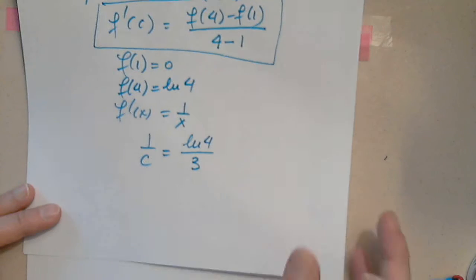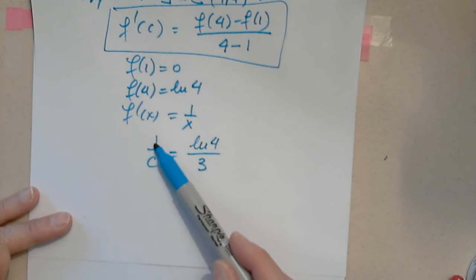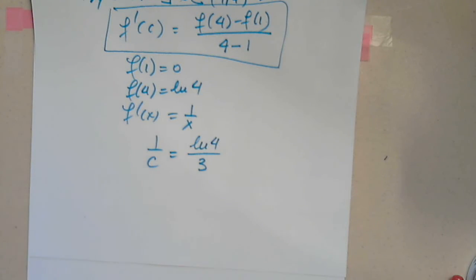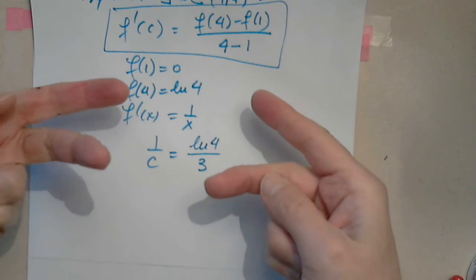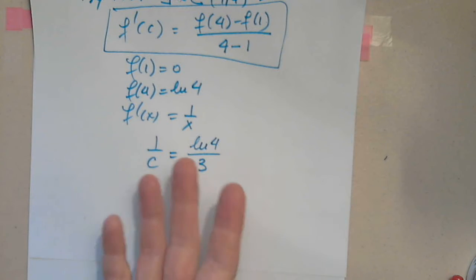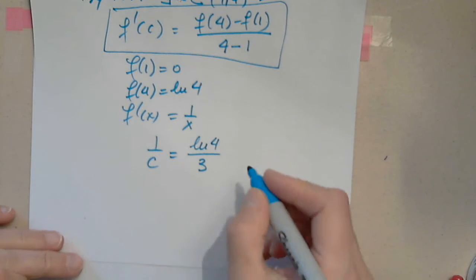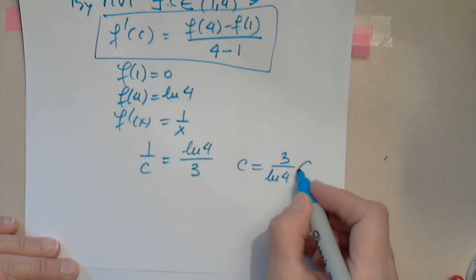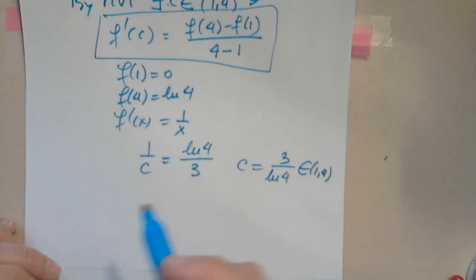So this is a proportion you can cross multiply, but every time you have 1 divided by the variable, what we can do in a proportion is flip both sides. It doesn't matter, you can cross multiply, it's the same thing. So C equals 3 divided by natural log 4.